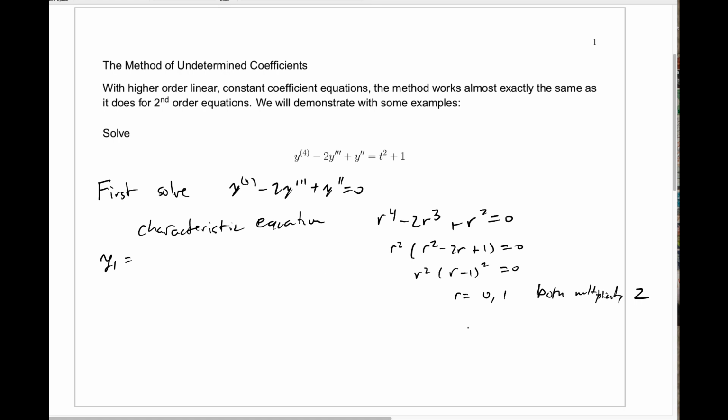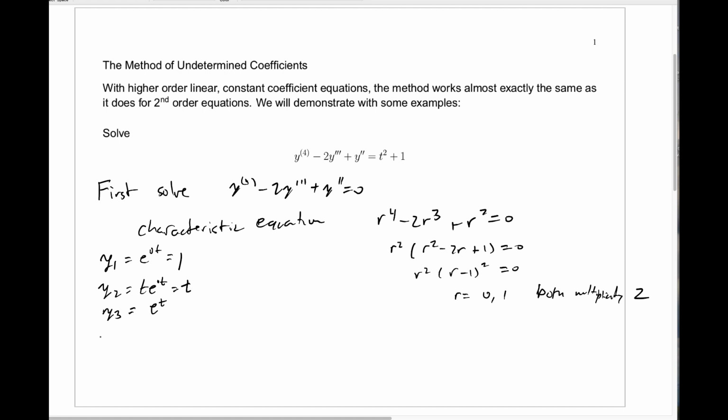y1 we can take as e to the 0t for that r equals 0 root. That's just the constant function 1, which you can see immediately is a valid solution. But because 0 is a root of multiplicity 2, we also have y2 equals t e to the 0t, which is just t. And again, you can plug this in your head very quickly and see that that's also a legitimate solution. We can pick y3 to be e to the t. That's because r equals 1 is a root. Again, it's pretty easy to check in your head that that's a good solution.